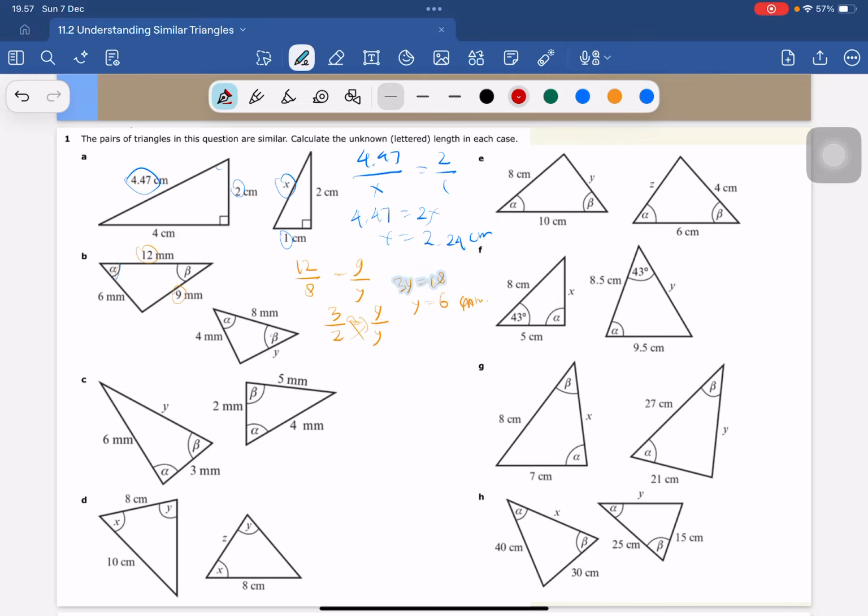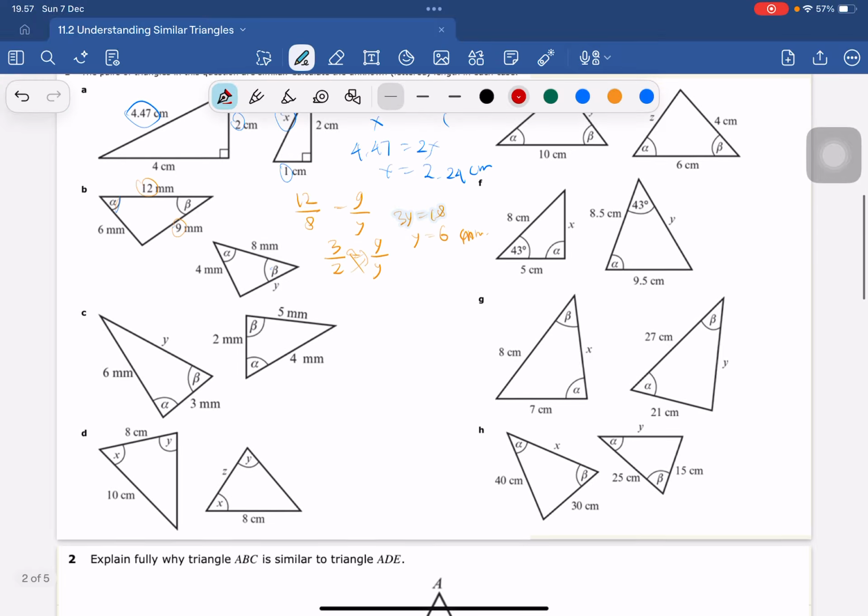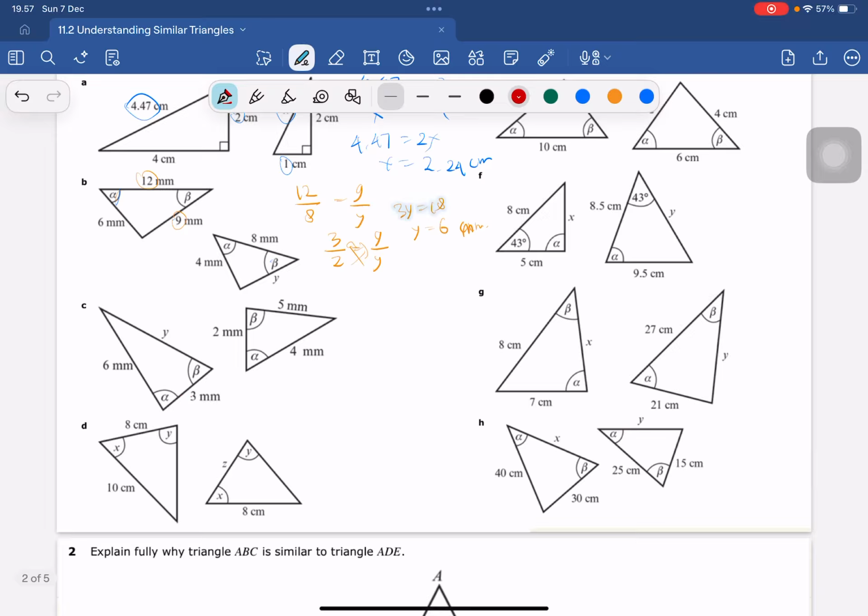Okay, next question for C. Look at it, between A and B, 3. So 3 over 2 equal to y over 5. So it's going to be 3 times 5 is 15 equal to 2y. So y equal to, we divide 15 by 2, so it's going to be 7.5 millimeters.